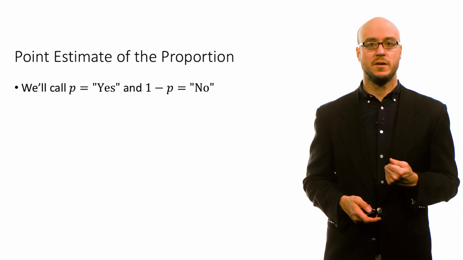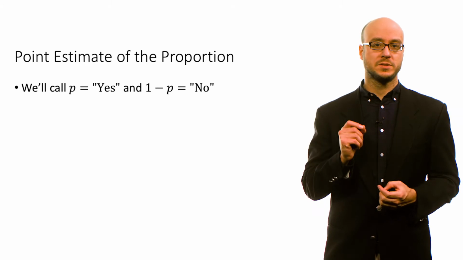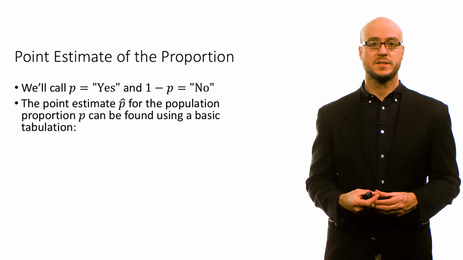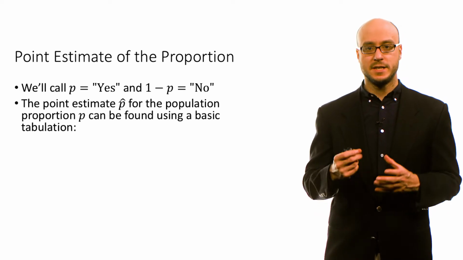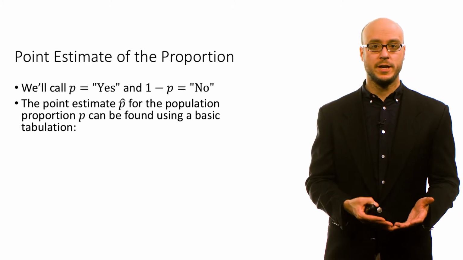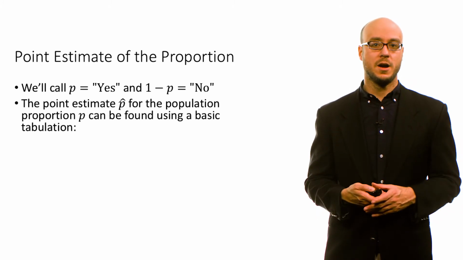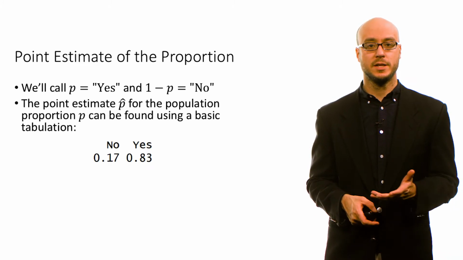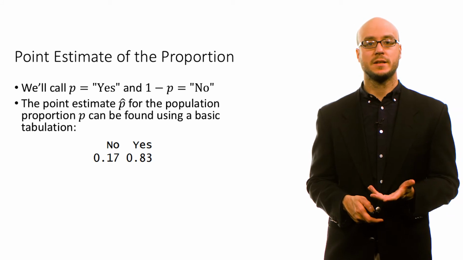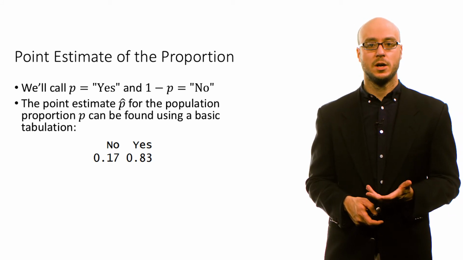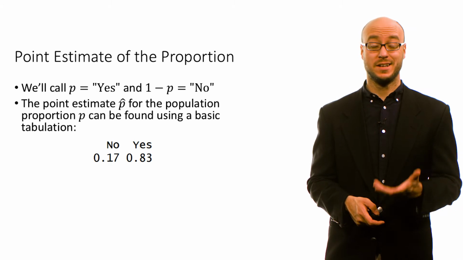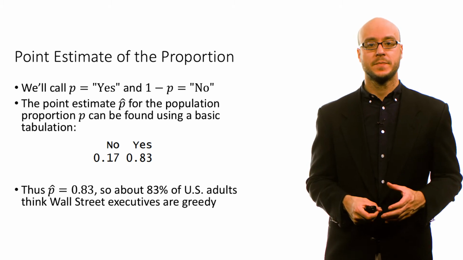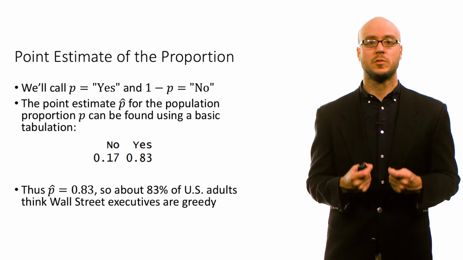So let's do a point estimate of the proportion. We'll call p equals yes and 1 minus p as no. That's how we define the success and failure. In this case, yes means people think that Wall Street executives are greedy. No means people think they are not greedy. The point estimate p hat we can just calculate using a basic tabulation. We find that 17% of Americans think Wall Street executives are not greedy, and about 83% of Americans think Wall Street executives are greedy. This is from a random sample of data. So our value of p hat is 0.83.